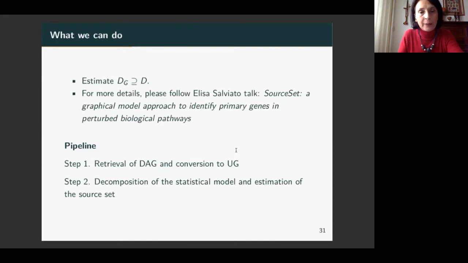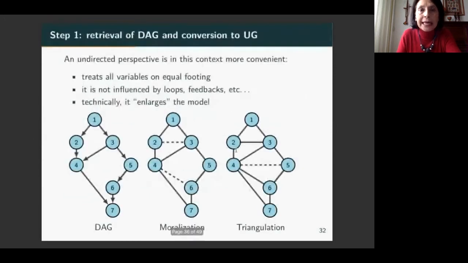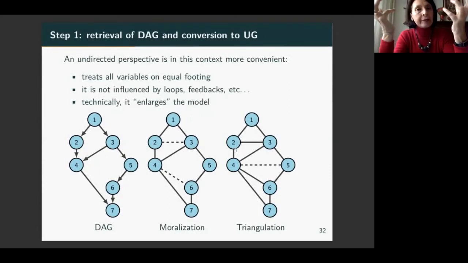This is a new step: decomposition of the statistical model and estimation of the source set. Now, here it is more convenient to move to an undirected perspective, because the problem is formulated in an undirected perspective. We have 2 conditions. We want to treat all variables on equal footing. We do not want to be influenced by loops, feedbacks, and so on.